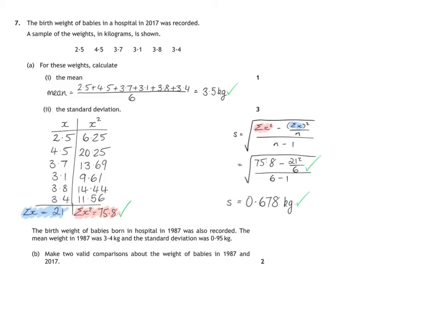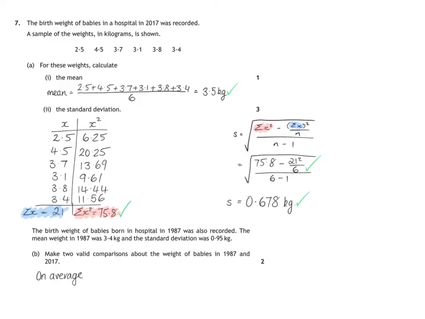So here, this last, the comparison statements are done really poorly, usually, and we need to be really careful with how we're stating them. So this time, the question is talking about the weight of babies, so our statements need to talk about the weight of babies. And because we're talking about weight, it's either going to be heavier or lighter, or the words we're going to use. So on average, when we're talking about the mean first, because we need to compare our mean and our standard deviation. So we had, in 1987 it was also recorded, so we know the mean weight was 3.4 and the standard deviation was 0.95.